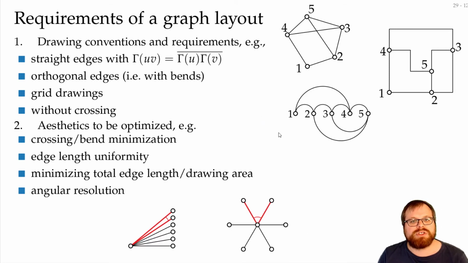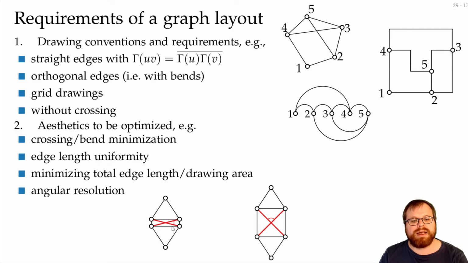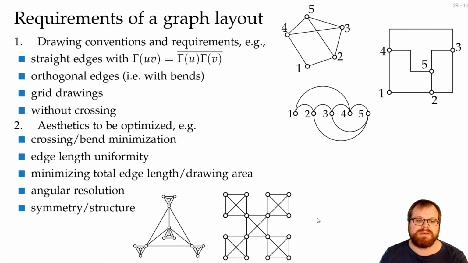Or we want to optimize the angular resolution. Here we want to maximize and not minimize. Here we have a very small angle, while in this drawing it's quite a bit larger. And we can look at the angle between edges at a vertex or at the angle between crossings. Again, we have a very small angle, we have a larger angle, so this is better.